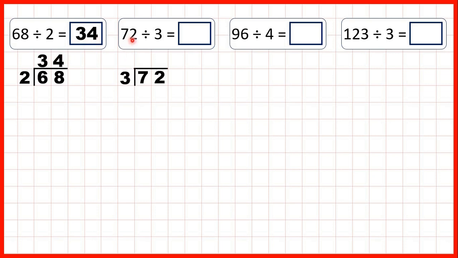Now we have 72 divided by 3, so we set the question out in the same way. But here, our first digit is a 7, and 7 isn't in the 3 times table. So what we need to do here is think of a number in the 3 times table that's as close to 7 as possible, but not more than 7. Well, 6 is in the 3 times table, and 2 times 3 is 6, so 2 is the tens digit of our answer. But 2 times 3 is only 6, and we have 7. To get to 7 from 6, we need one more.